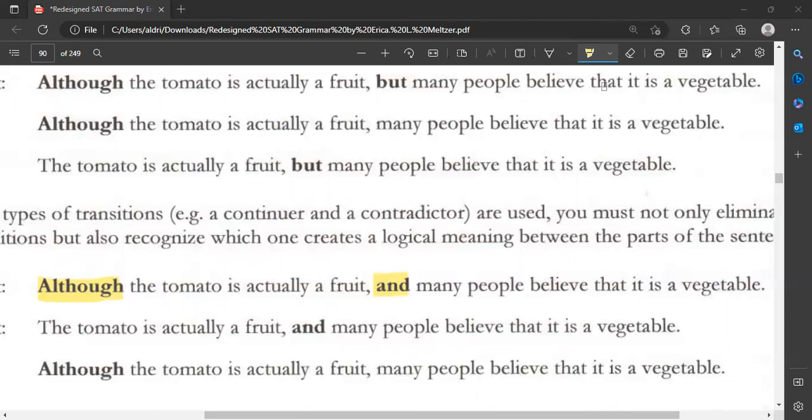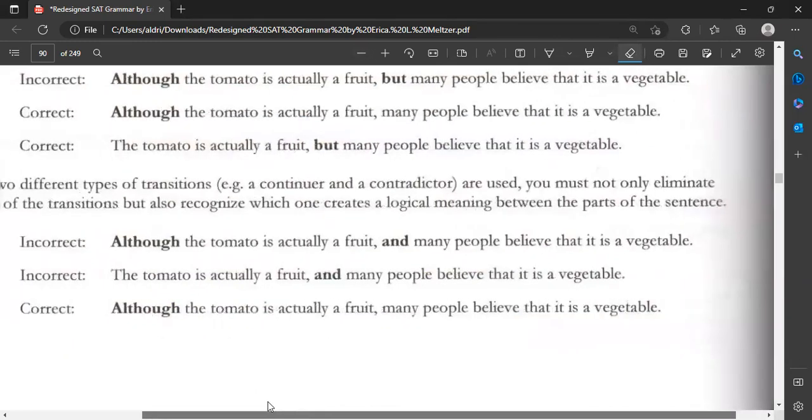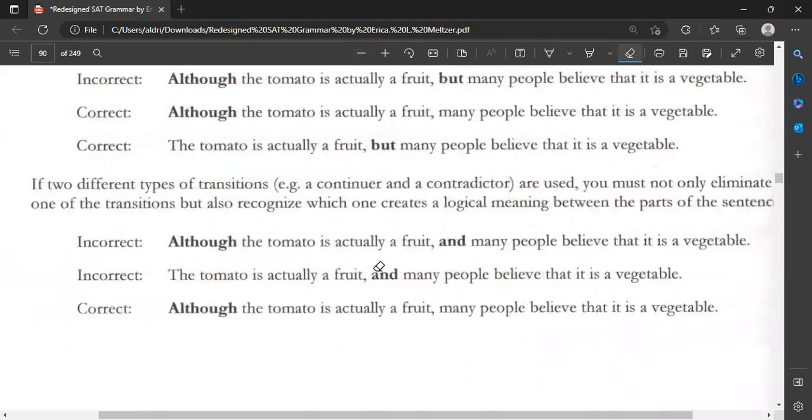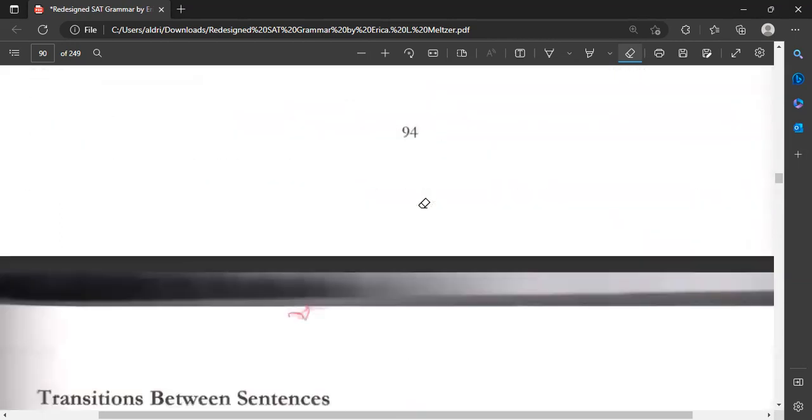Sorry? Why should we use a comma and then we use "and"? Okay. Oh, wait, are you asking me a question? No, I'm telling you that after we use a comma, we shouldn't use an "and." Oh, okay. So after the comma, we need to take off the "and," exactly. So although the tomato is actually a fruit, comma, many people believe that it is a vegetable. So the thing is, people believing it's a vegetable is contradictory to it being a fruit. So that's why we use the word "although" here, and we would eliminate "and." So that's correct.